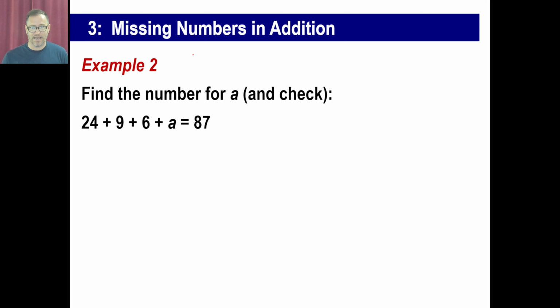Okay, find the number for A and then check. Well, same old thing, right? You've got to mash all these together and figure out what that is, and add it to A and you get 87. Well, let's just mash these here. 24 plus 9, that's 33. 33 plus 6 is 39, right? So really what we have is 39 plus A is the same thing as 87. Well, we're going to have to subtract again to find out what that is. 87 minus 39. So we borrow 1 from that. That's 7. That's going to be 4. 17 minus 9 is 8. And to check, we add those two. They better be 87, and they will be.